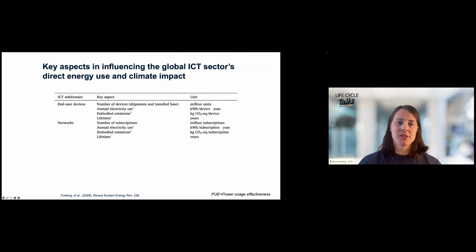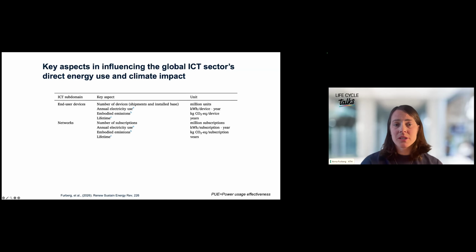For networks, if you see the end user devices is more like a bottom-up approach, where you have the number of devices and then you estimate the impact. For networks, we saw the need of a more top-down approach. So here you need information on the number of subscriptions to these networks. Networks can be many different things, different types of networks.